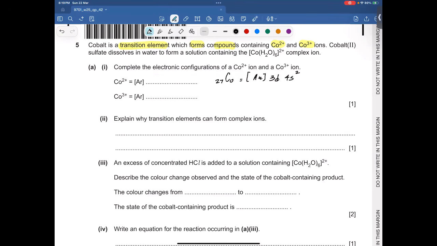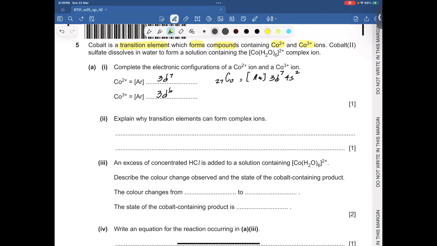Electrons fill 4s first and then 3d, so it's going to be 3d7. Now, to make cobalt 2+ ions, obviously 2 electrons are removed from the 4s orbital, so the configuration is going to be argon 3d7. When we talk about cobalt 3+ ions, which means 3 electrons are lost, 2 electrons are lost from the 4s orbital and 1 electron is removed from the 3d orbital, so the 3d contains 6.